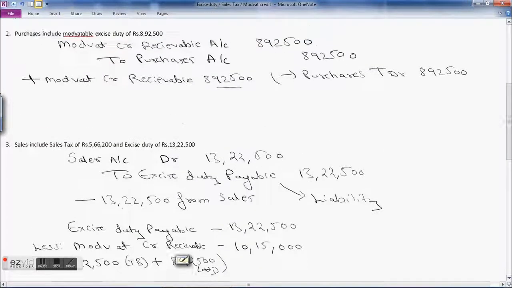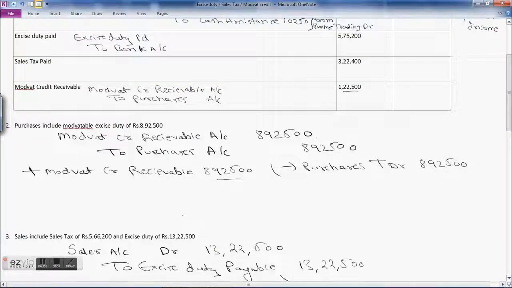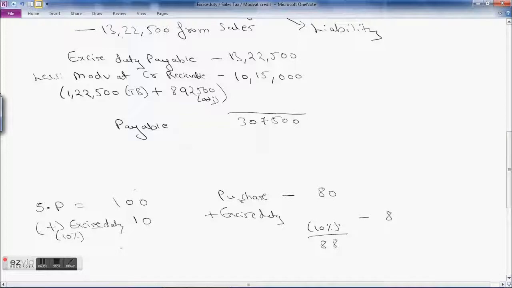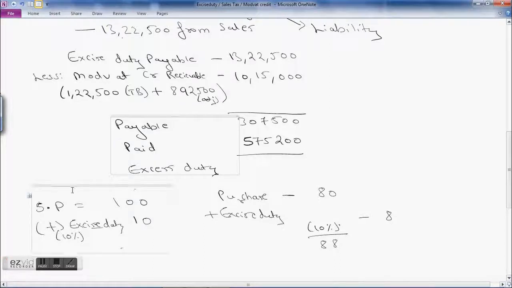Okay, now if you see your trial balance, excise duty paid is 5,75,200. Okay, so this was payable, but your excise duty payable you have already paid 5,75,200. Okay, so you have paid excess duty of how much? 5,75,200 minus 3,07,500. Now this comes to 2,67,700.